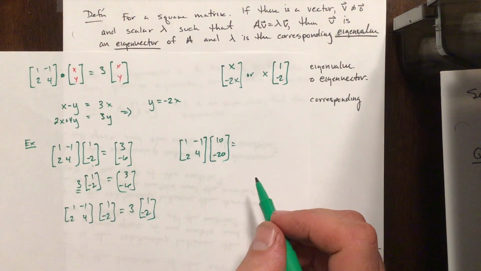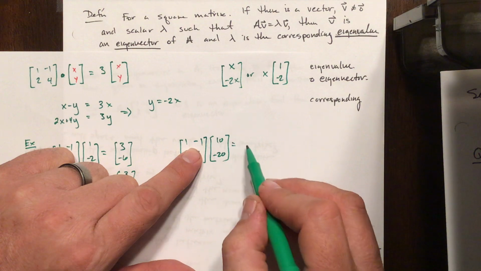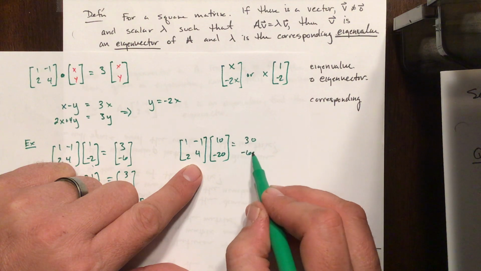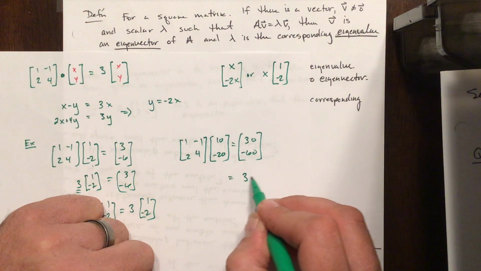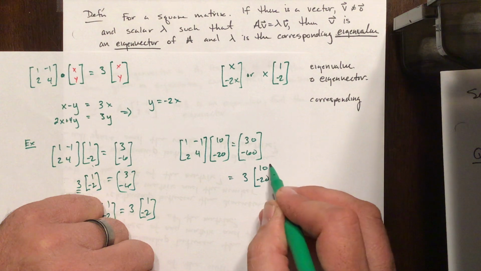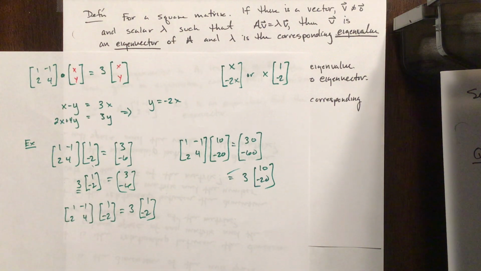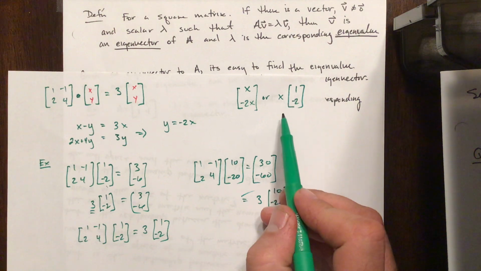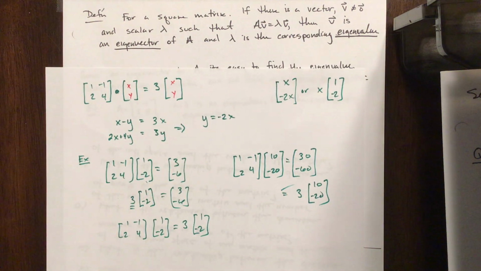Okay, let's see if the same thing holds here. So this is 10 minus a negative 20, so that's 30. And that's 20 minus 80, so 20 minus 80 is negative 60. And is this equal to 3 times 10, negative 20? So 3 times 10 is 30, 3 times negative 20 is negative 60. That's true. All right. So any vector that's a scalar multiple of 1, negative 2 will be an eigenvector that corresponds to lambda equals 3.